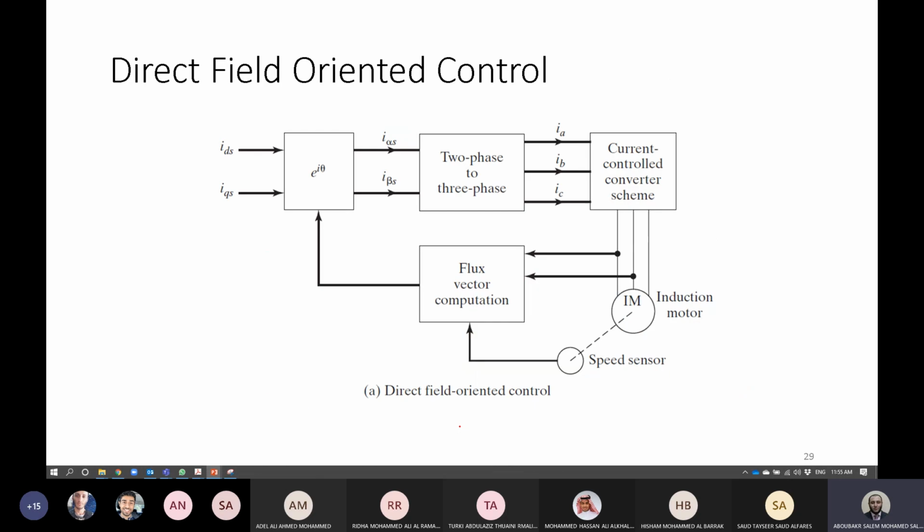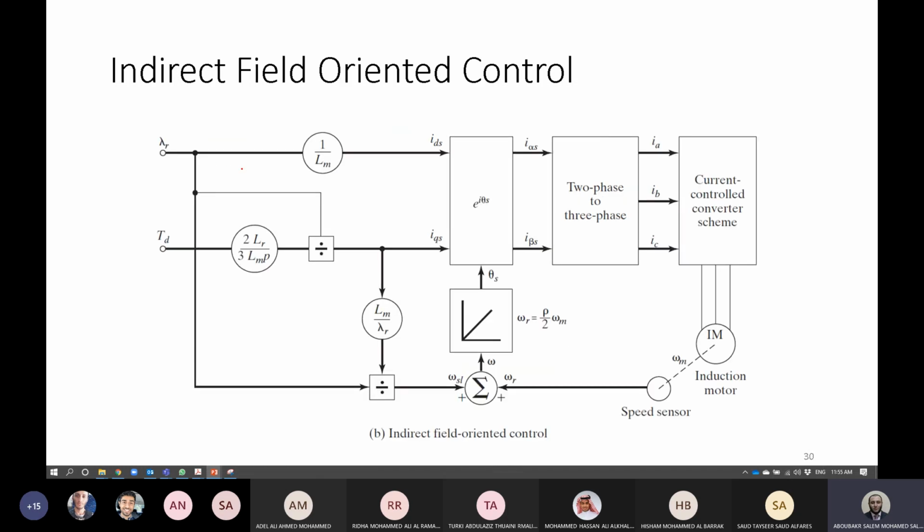We have two different types of vector control implementation: using direct field orientation, just by giving ID and IQ directly as values, and obtaining ID and IQ in an indirect way by means of flux and torque. Both techniques can be used, and both are called field-oriented control technique. This is vector control.